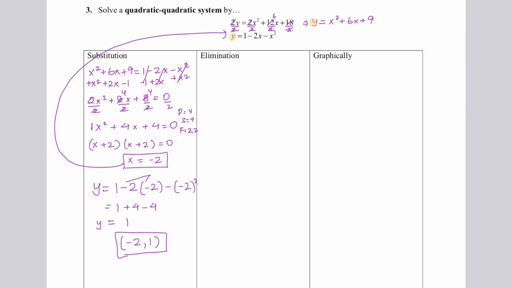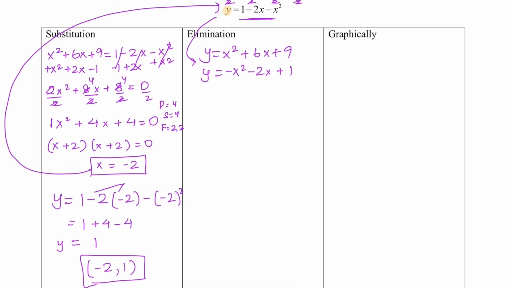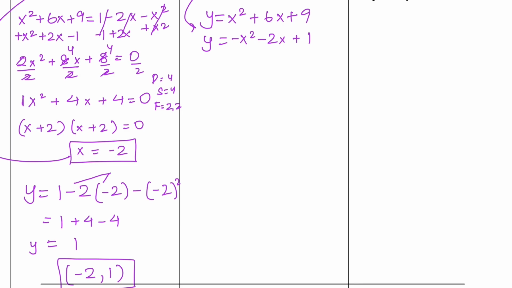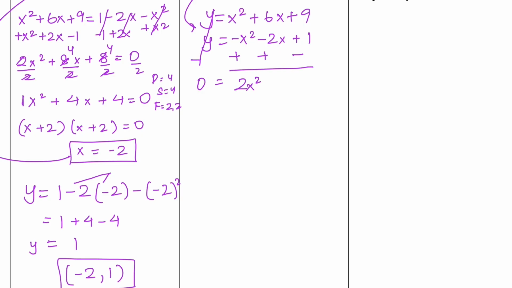For elimination, I can take y is equal to x squared plus 6x plus 9, and my second equation, which is y is equal to negative x squared minus 2x plus 1. I just rearranged this and subtract them. So subtract, plus minus. y minus y is 0. x squared plus x squared is 2x squared. 6x plus 2x is 8x. 9 minus 1 is plus 8.